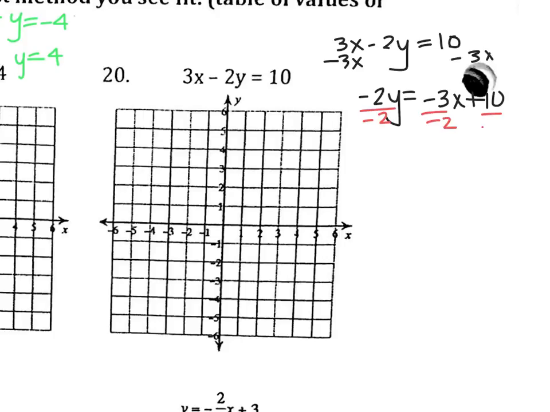Divide every single thing by -2. And remember, a negative divided by a negative here is going to give me a positive. So that's +3/2x. And then 10 divided by -2 is going to give me -5. So I'm going to start this line at -5 and just count a slope up 3/2, up 3/2, up 3/2. And I don't even have room to go down and to the left, so that's all I'm going to fit on the graph.